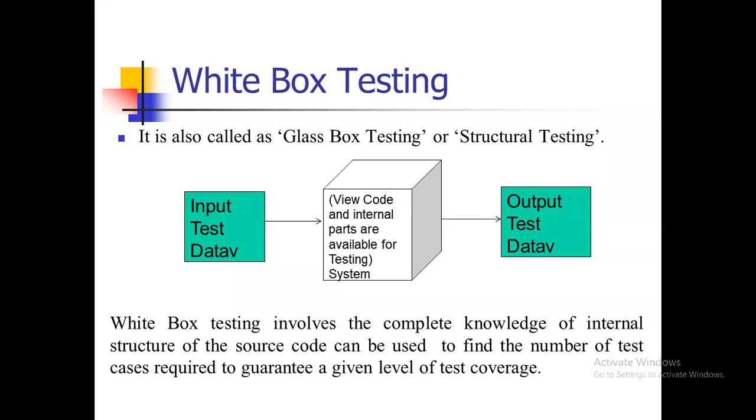Here you can see that in white box testing, we are providing input test data, and we are testing the code or the internal parts that are available for the test, and we are getting the output based on that source code. In white box testing, we are testing the internal code. Here source code we are going to test. So here it is error based testing. White box testing is error based testing.